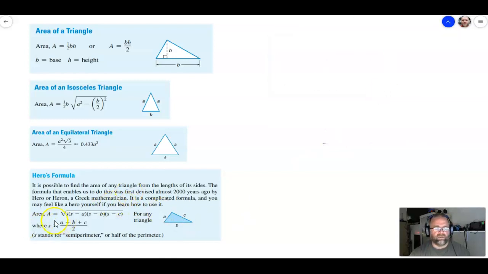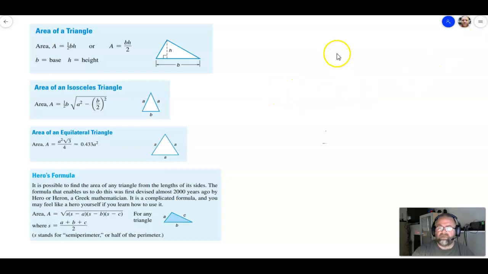All right, so Heron's formula says that if we have any triangle at all, it doesn't have to be a right triangle, it doesn't have to be isosceles, it doesn't have to be equilateral, but for any triangle, if we know all three sides of it, we can use this crazy formula. So this says the area is equal to the square root of s times s minus a times s minus b times s minus c, where s is equal to the sum of all of the sides divided by 2. So let's at least take a look at an example of that one.